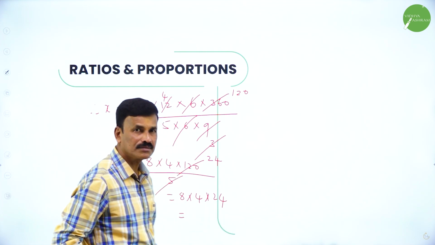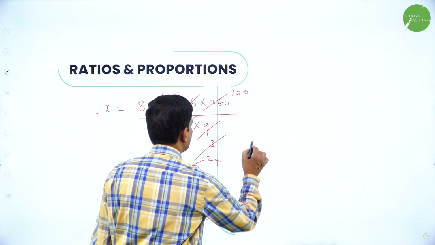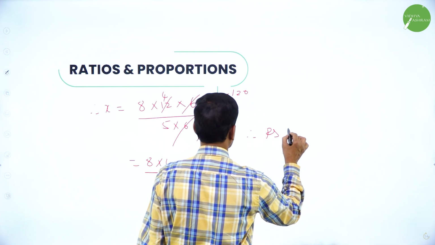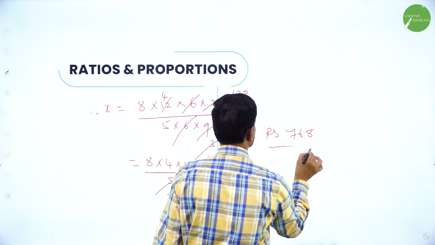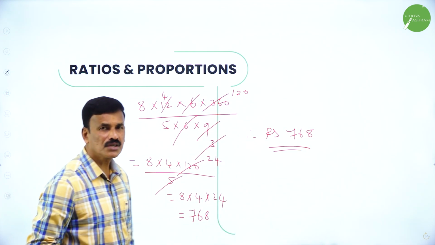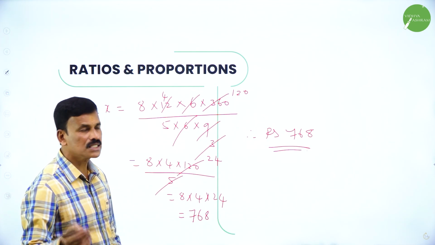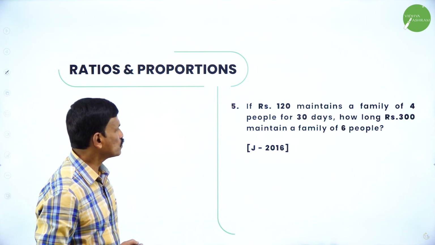That's it. Simplify. 768. So therefore they will earn rupees 768. That's it. So how much are they going to earn? Rupees 768. Now move on to the next problem.